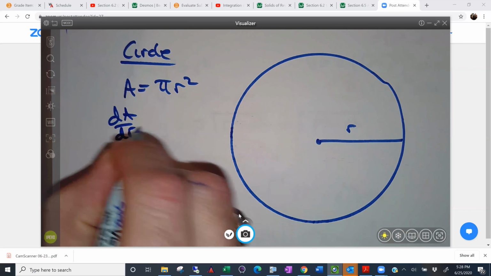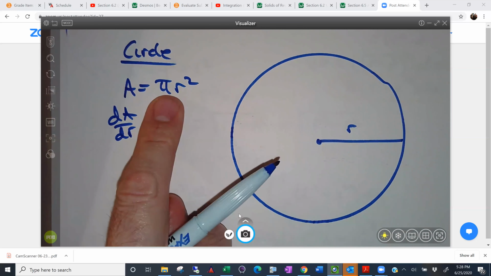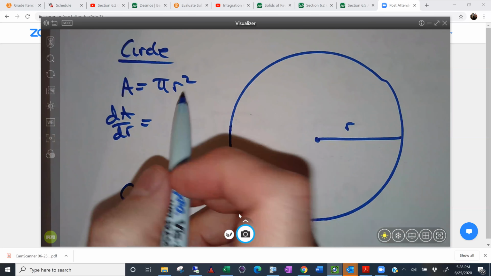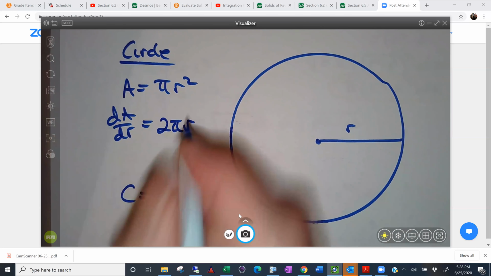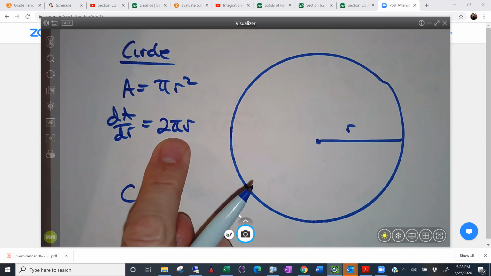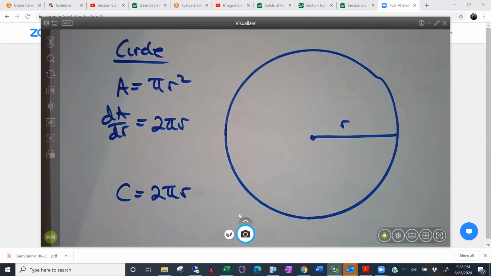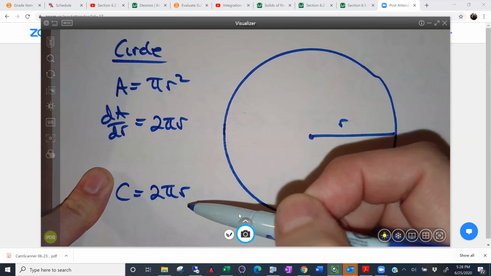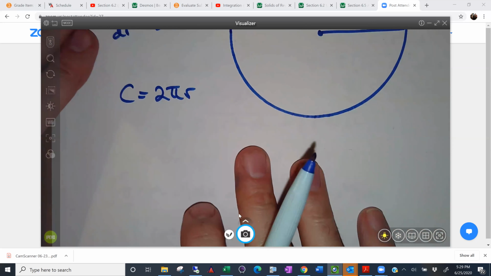Now, how the area is changing with respect to changing in the radius would be dA by dr. Can someone differentiate this with respect to r for me? What's the derivative here with respect to r? I'll give you a hint. Pi is a constant. 2 pi r. 2 pi r. Awesome. Does anyone recognize 2 pi r? Yeah, that's just circumference. Cool. So how is this changing? It's changing right at the edges. Now let's step that up a dimension.